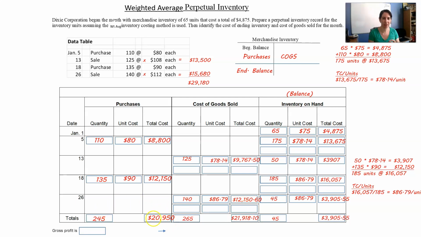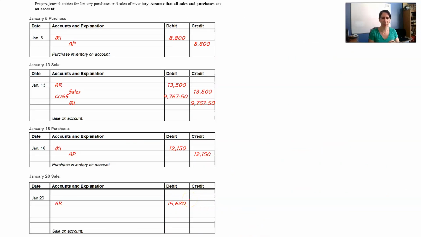Our total purchases is $29,150. Our total sales, cost of goods sold is $28,918. Our ending inventory is $3,905.55. So if we were asked what gross profit is now, sales minus the cost of goods sold is $7,261.90, and there's our gross profit. Okay, so the last journal entry, there we go: accounts receivable, sales, cost of goods sold, merchandise inventory.